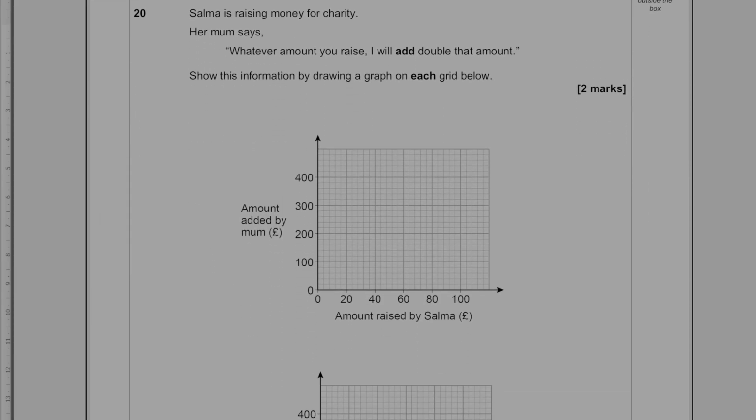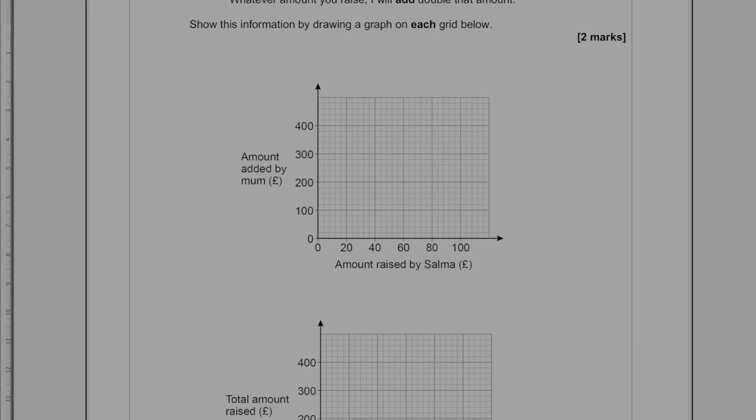Okay, question 20. Salma is raising money for charity. Her mom says, whatever amount you raise, I will add double that amount. Show this information by drawing a graph on each grid. Amount raised by Salma. Okay, so 0 and 0, and then amount raised by Salma, amount added by Mom. So if Salma raises 100, I will add double that amount. Whatever you raise, I will add double that amount.